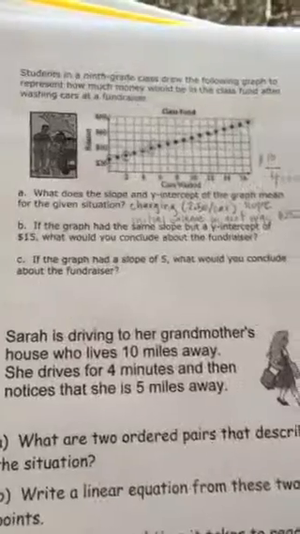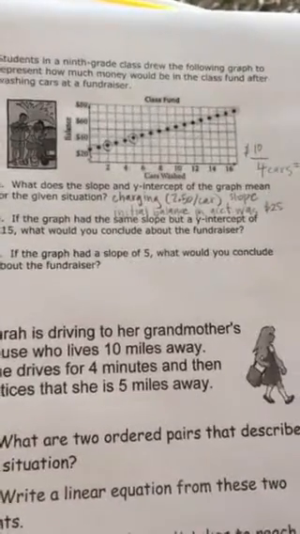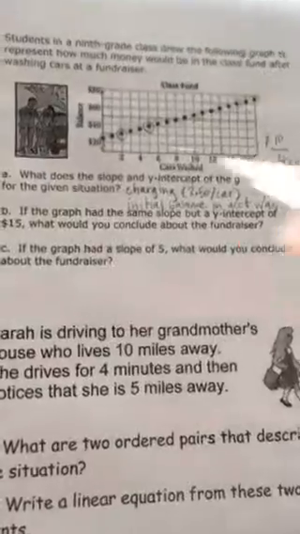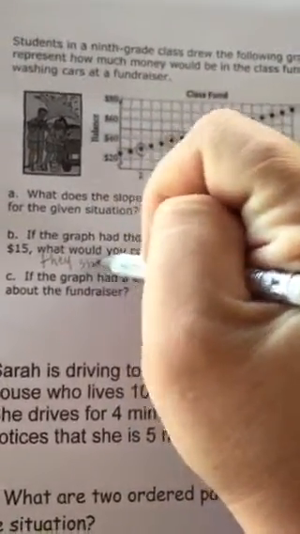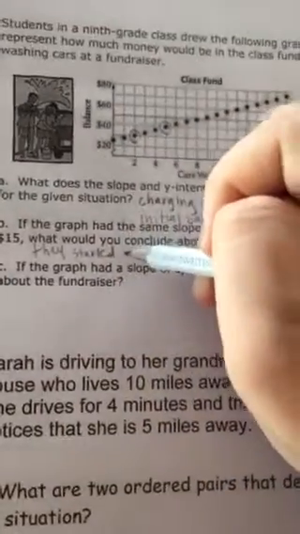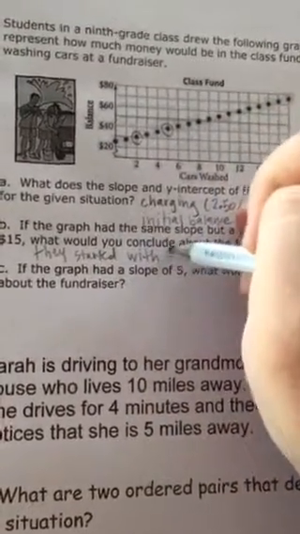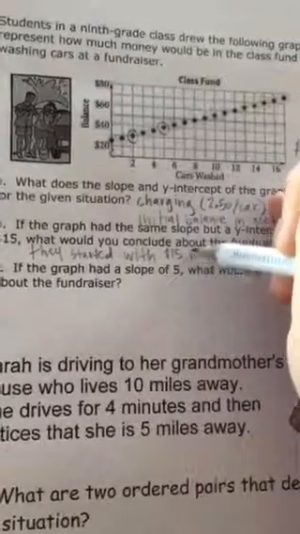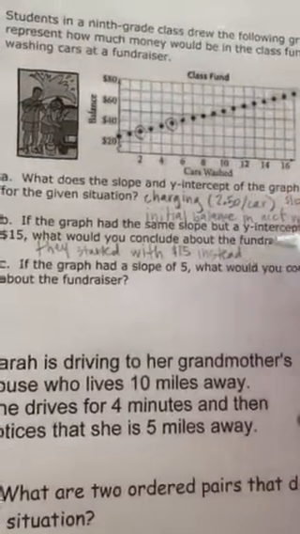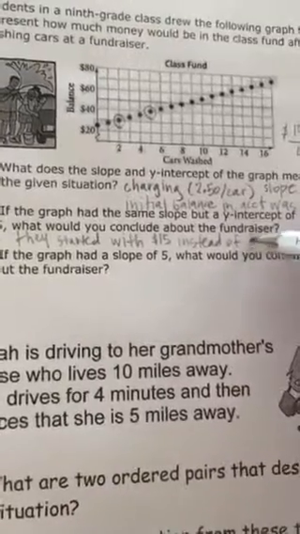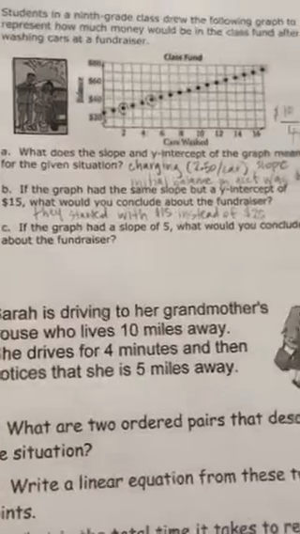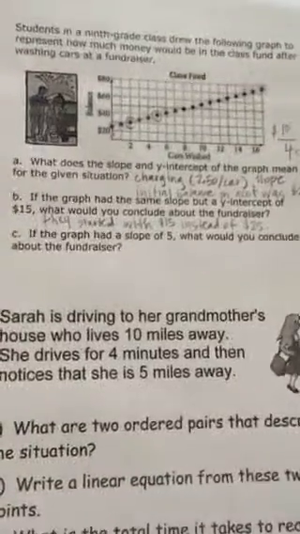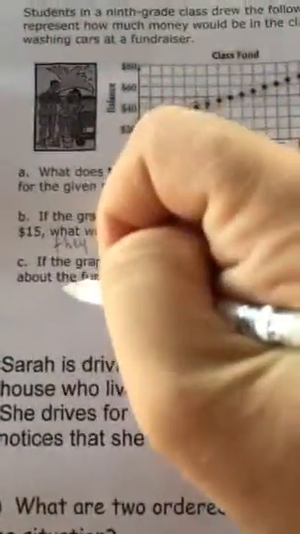For part B, it said if the graph had the same slope but a y-intercept of $15, what could you conclude about the fundraiser? I would say that they started with $15 instead of $25. And then on part C, it says if the graph had a slope of 5, what would you conclude about the fundraiser? So we could say that they charged $5 per car instead of $2.50.